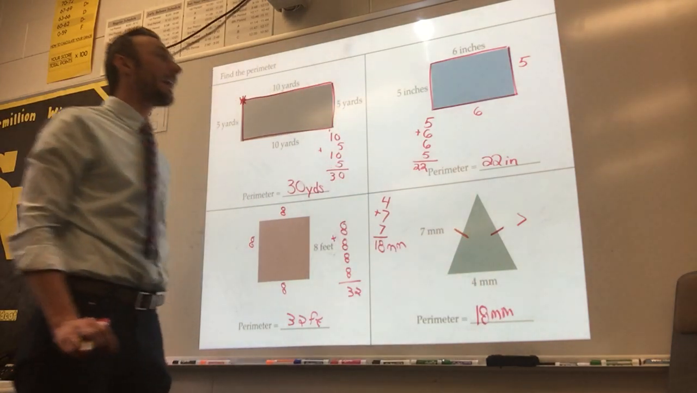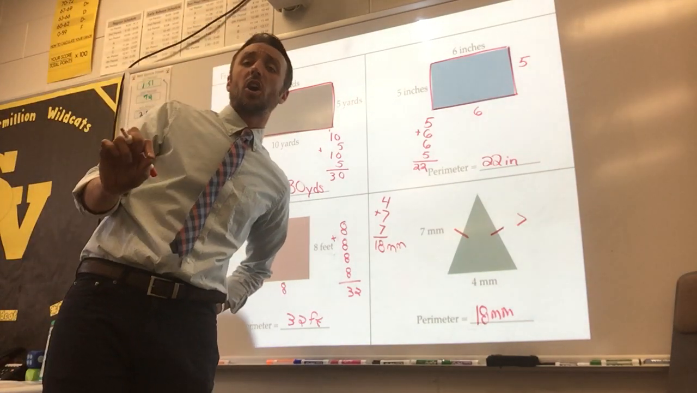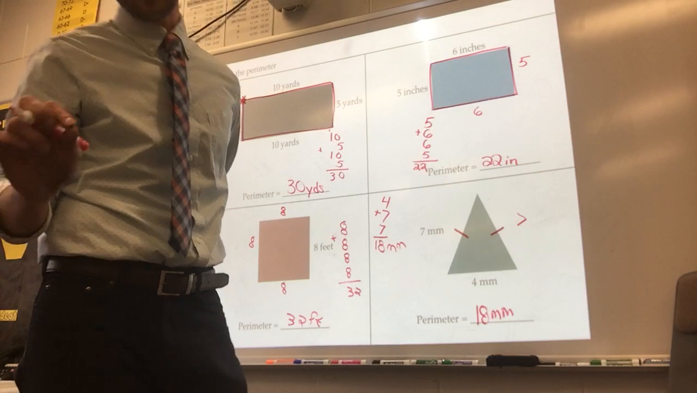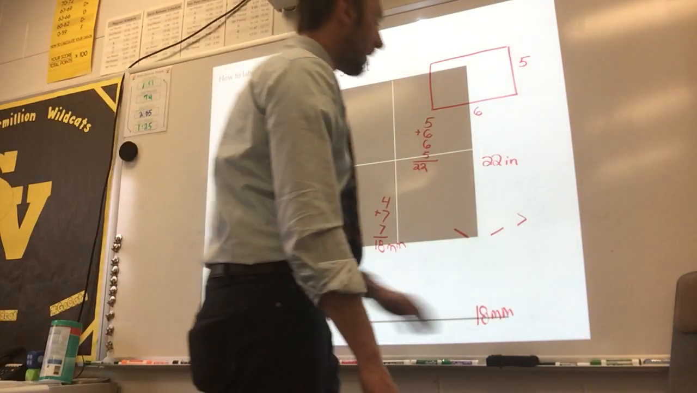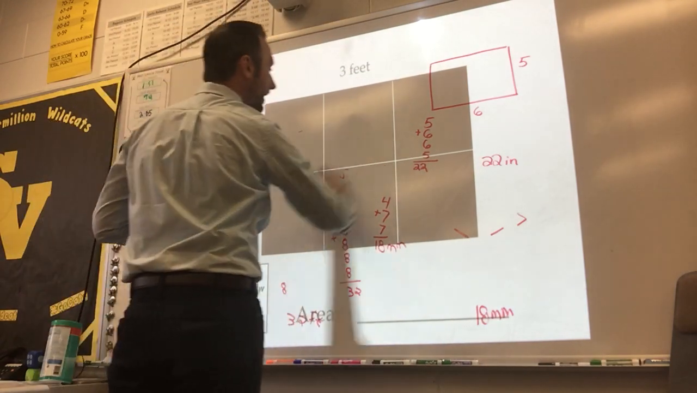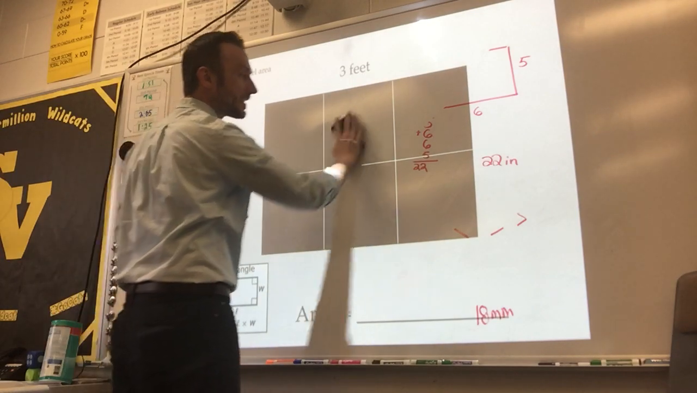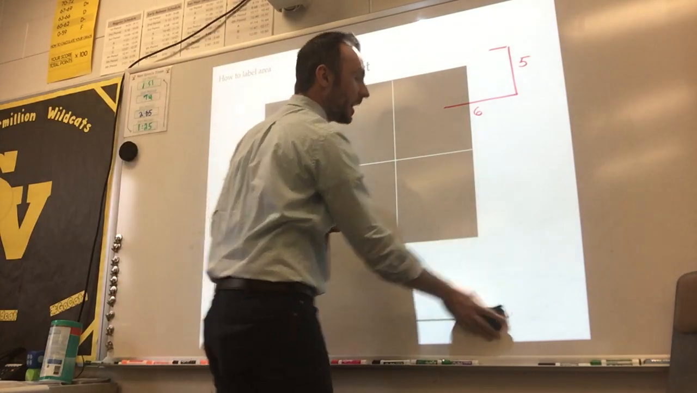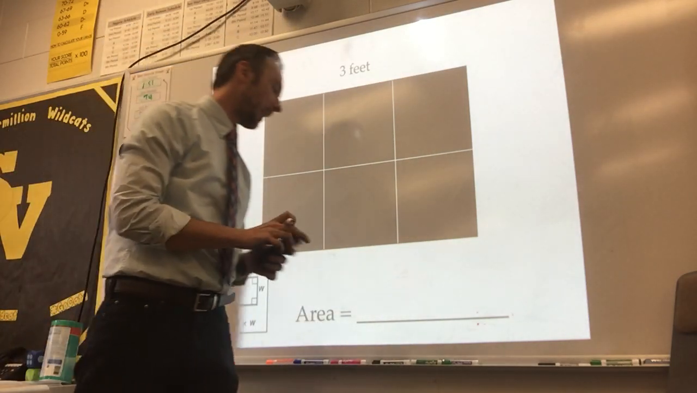So to find the perimeter of a shape, all you have to do is add all of the sides of the shape together. The next thing we're going to talk about is the area. The area is different than the perimeter. The perimeter is the distance around the outside of a shape. The area is the area on the inside of the shape.